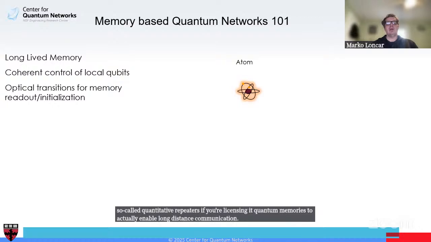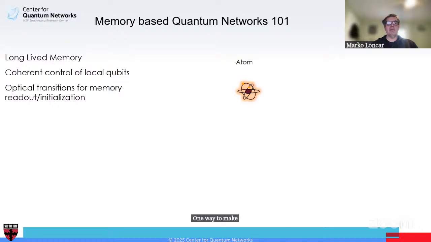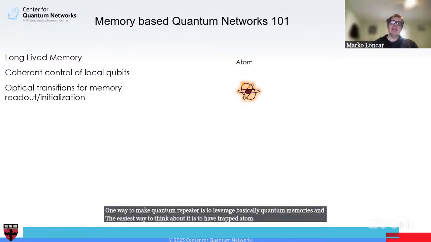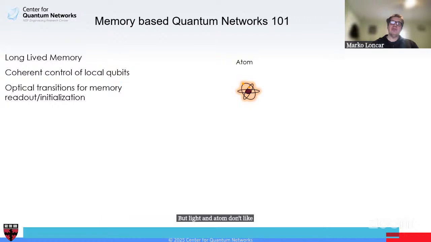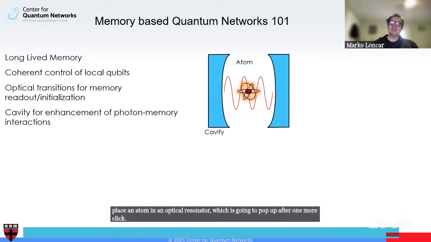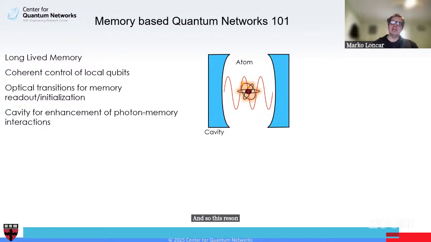One way to make a quantum repeater is to leverage quantum memories. And the easiest way to think about it is to have a trapped atom. But light and atoms don't like to interact very strongly. Therefore, we need to place an atom in an optical resonator, which is going to pop up after one more click. And this resonator allows light and atom to interact very strongly.